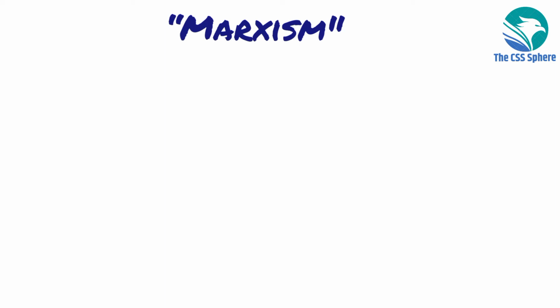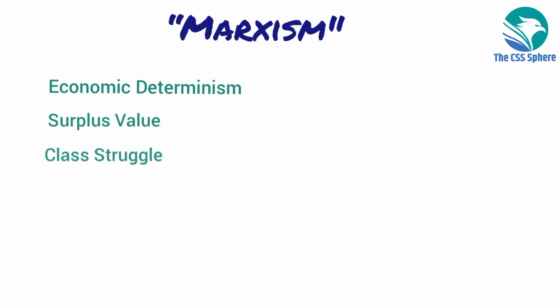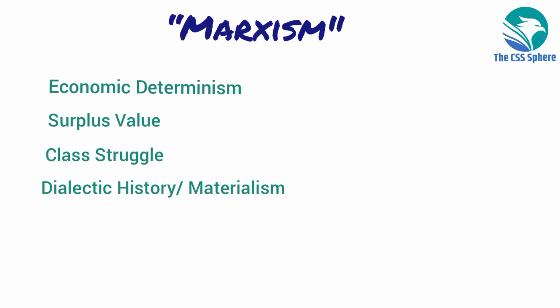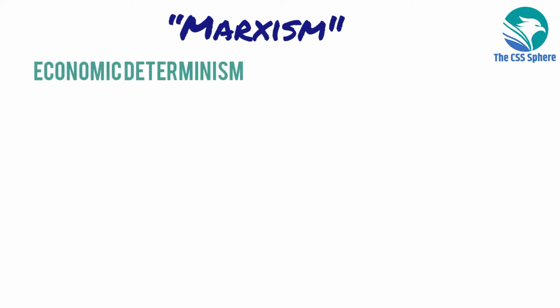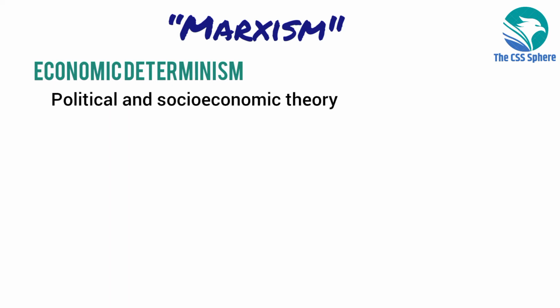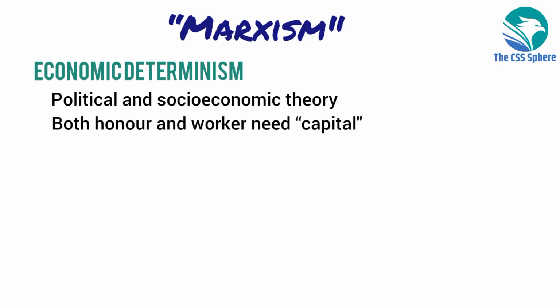Marxism. We divide this theory into four factors: economic determinism, surplus value, class struggle, and dialectic history or materialism. Economic determinism. Economic determinism is defined as a political and socio-economic theory. It means economic factors decide everything that happens in our society. According to Karl Marx, both owner and worker need capital.